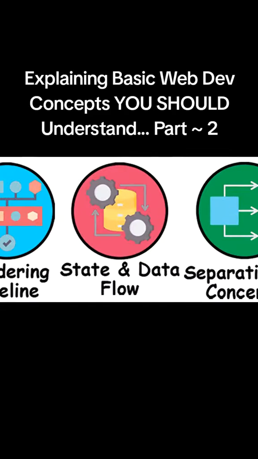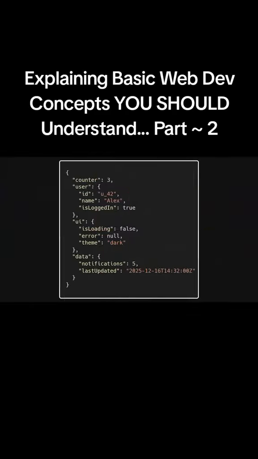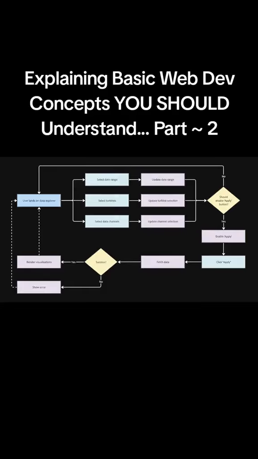State and data flow. As soon as something changes on the page, you're dealing with state. State is simply data that can change over time and affect what the user sees. A counter value, a logged-in user, a loading flag, these are all state. The hardest part is not storing state, but controlling how it flows.